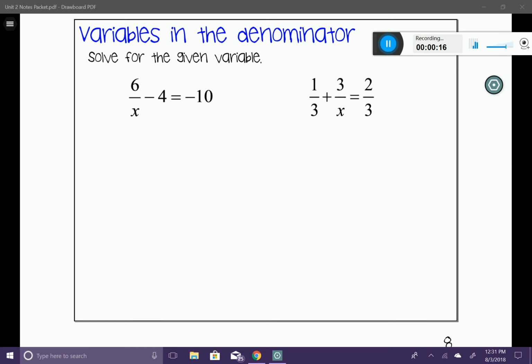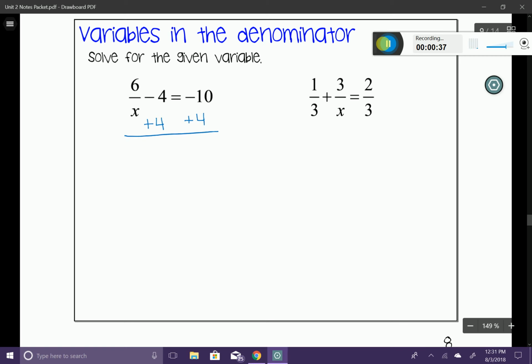In this first example, you might be looking at the -4, because in a regular two-step equation, you would want to get rid of that -4 first, right? You wouldn't want to start working with that 6 quite yet. So you're exactly right. Let's go ahead and eliminate that 4. I'm going to use my skills of solving an equation and add 4 to both sides. That's going to leave me with 6 over x is equal to -6.